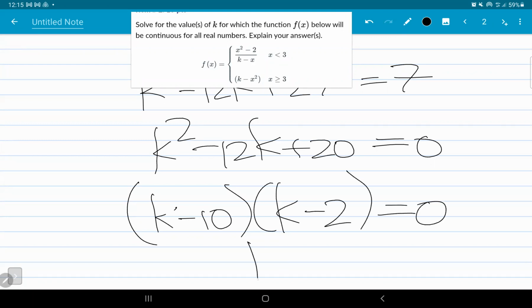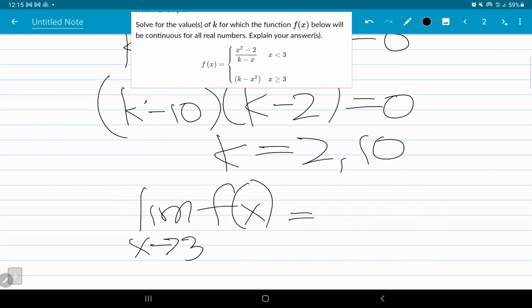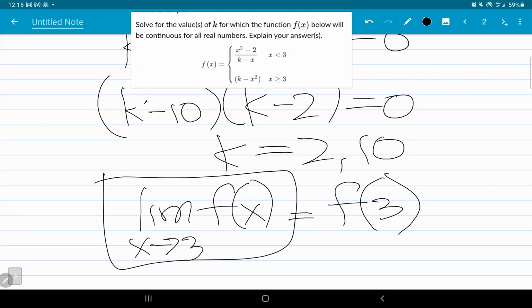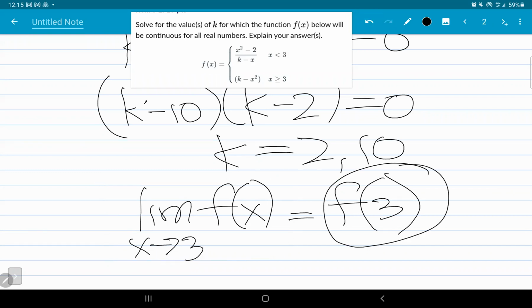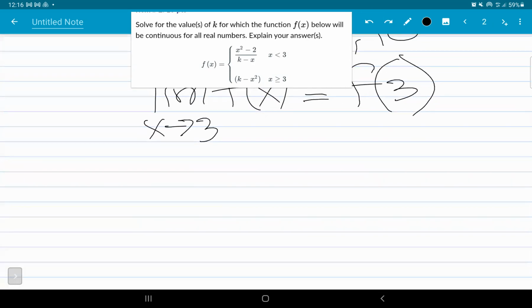And you will get two possible values for k, but one has to be rejected because of the condition that they have to be equal to f of 3. Remember the definition of continuity. Not only must the limit exist, that is the left and the right are equal, but they must equal f of 3. What is f of 3? You look at the question, f of 3, evaluate by using the lower branch.